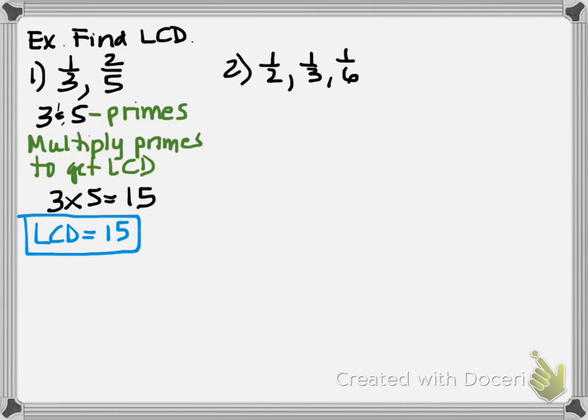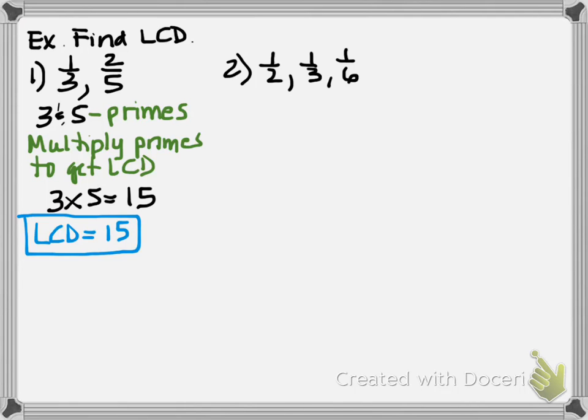Okay, 2. I'll give you 3 fractions, 1/2, 1/3, 1/6. Now I look at these numbers, and 2 and 3 are considered primes, but 6 is not. It's composite, and composite means it has more than 2 factors. 1 times 6, 2 times 3, so I have 4 factors that give me that. So what I'm going to use is a strategy called a factor ladder that you may have used.